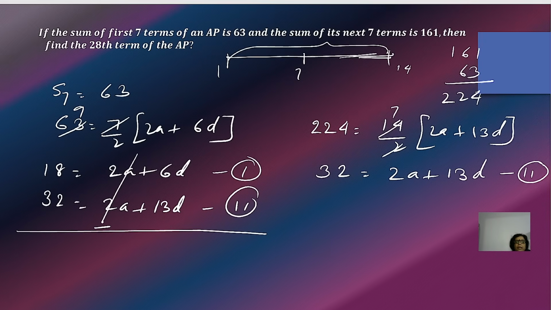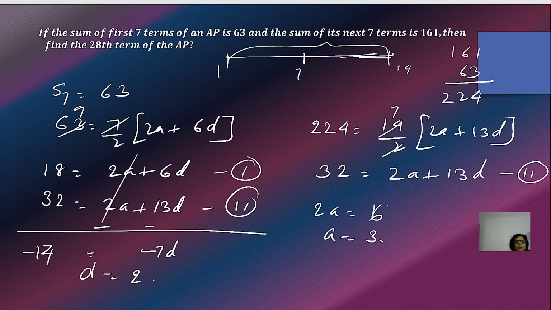So this will get cancelled. This will become minus 7d, and this will over here become minus 14. So d is equal to 2. Now once we get d as 2, we can find a also. So 2a is equal to 18 minus 12, that is equal to 6. So a is equal to 3.